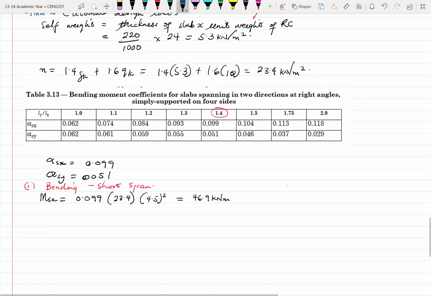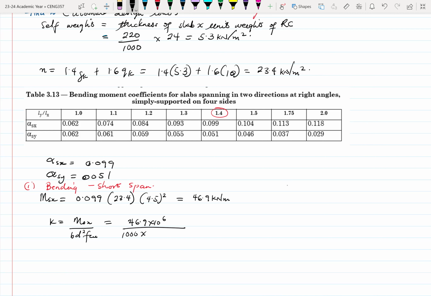Once we find our MSX, we can use that to find our K. K is equal to MSX over b d squared fcu. This is 26.9 times 10 exponent 6 divided by b, which is 1,000. For a slab, your b is always 1,000 millimeters, so 1,000 times d.